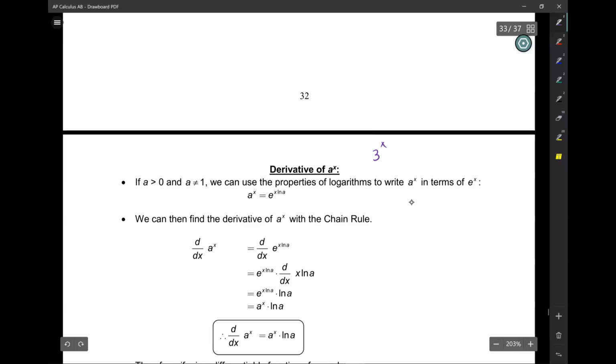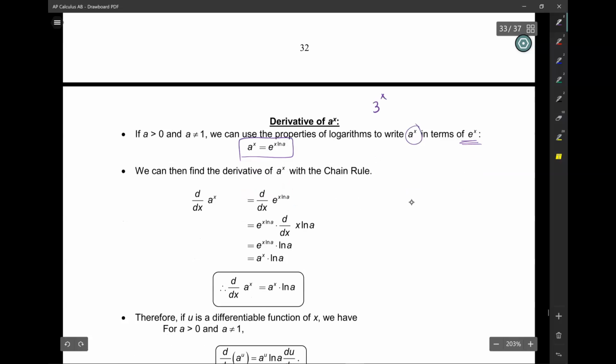We can use the properties of logarithms to write a to the x in terms of e to the x. I'm not going to go through exactly how we do this, but a to the x can be written as e to the x ln of a. That's a property. Remember how ln is logarithm base e, and so on. If you change the base of a to an e, you could do it that way.